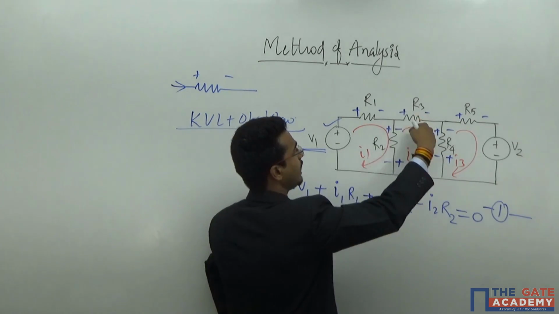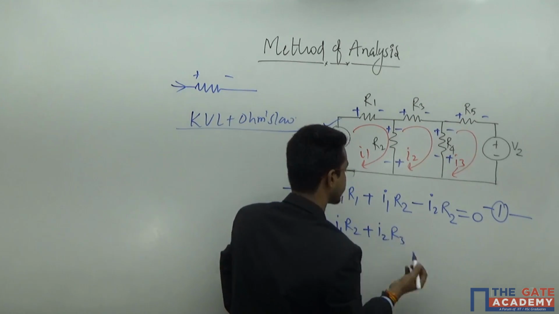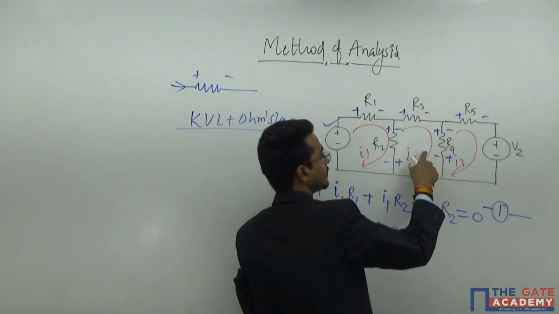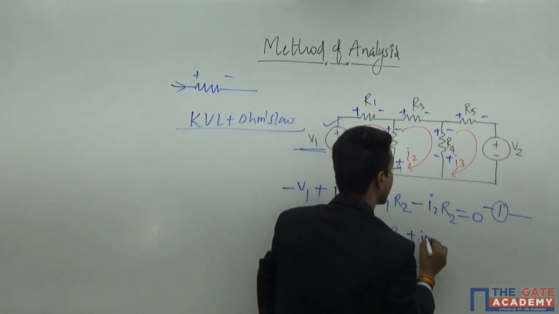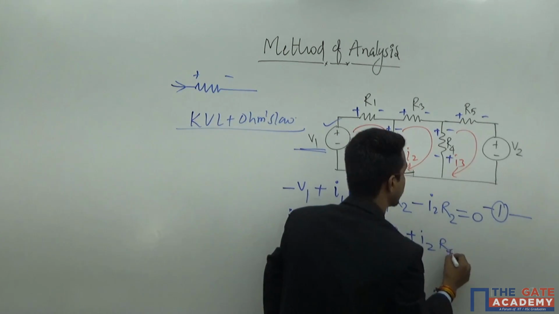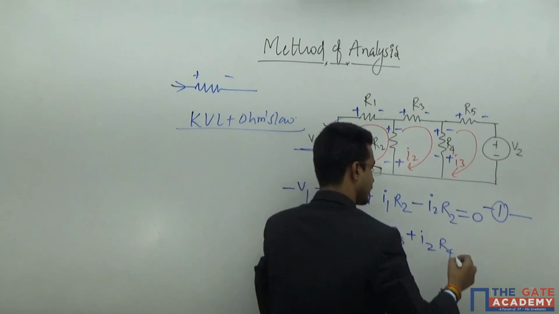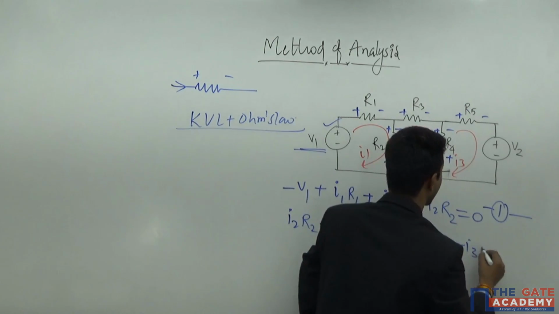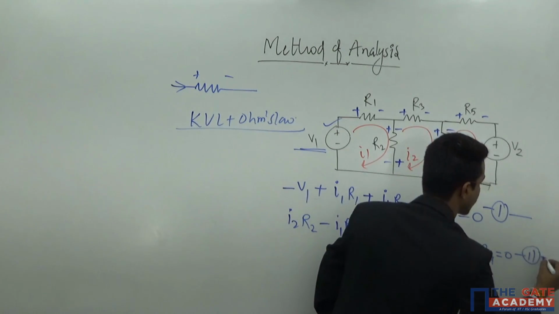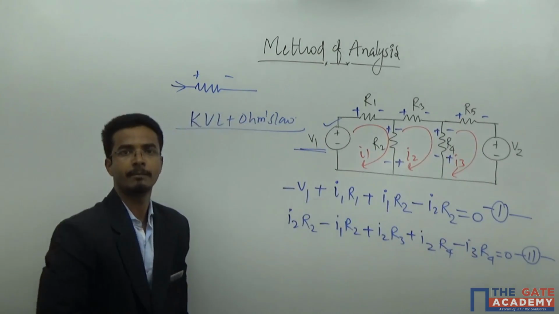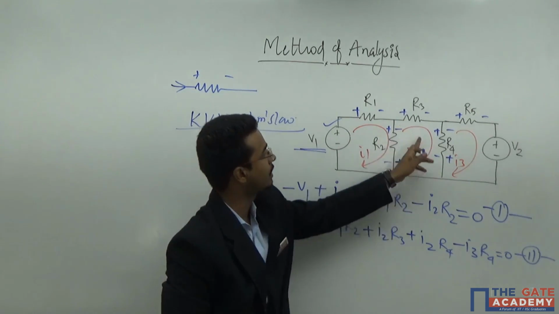Now in this one only I2 is flowing. That is plus I2 R3. Now in this one again, this plus is due to I2, plus I2 R4. And this minus sign you are getting just because of this I3. That means minus I3 R4 equals 0, and it is my equation number 2. That means this is basically mesh equation number 2, in this particular mesh.